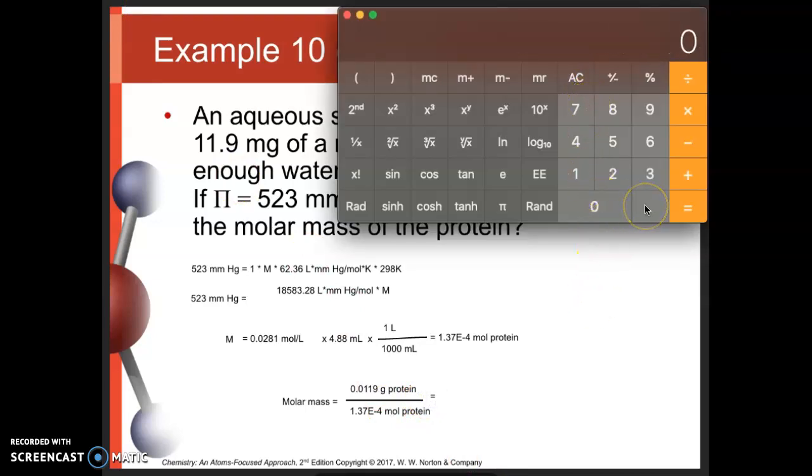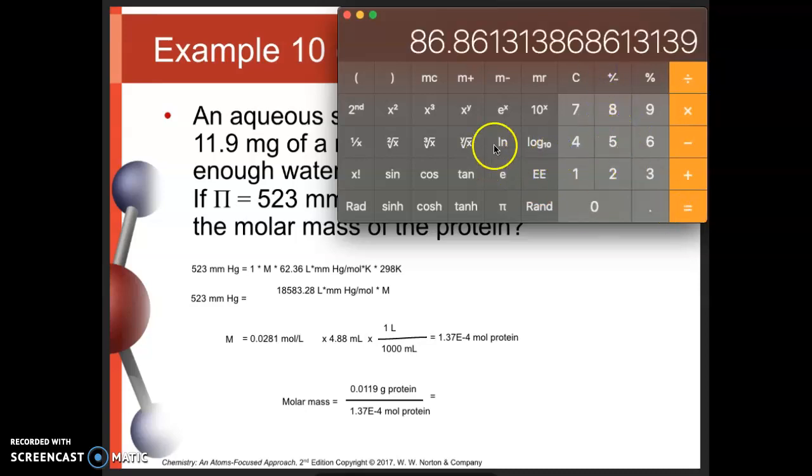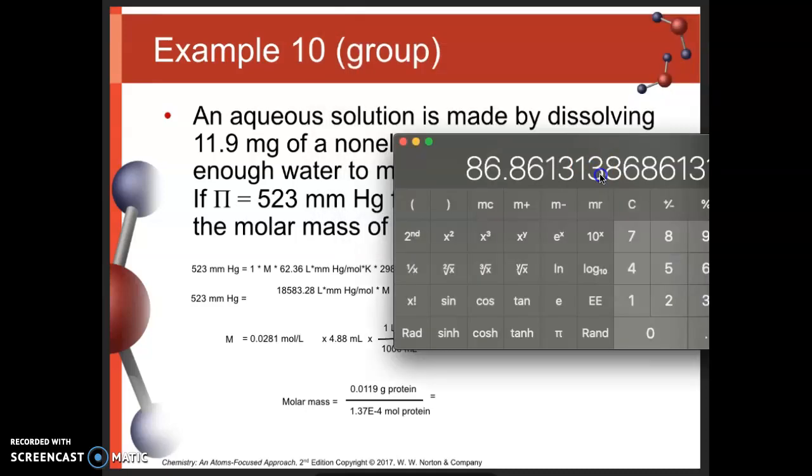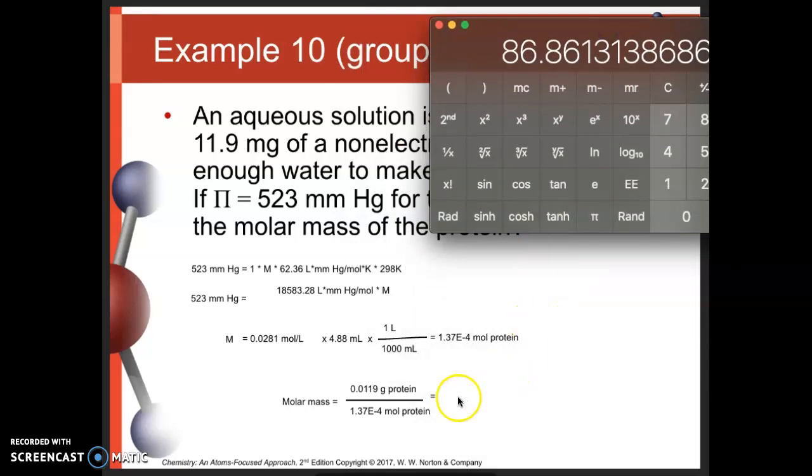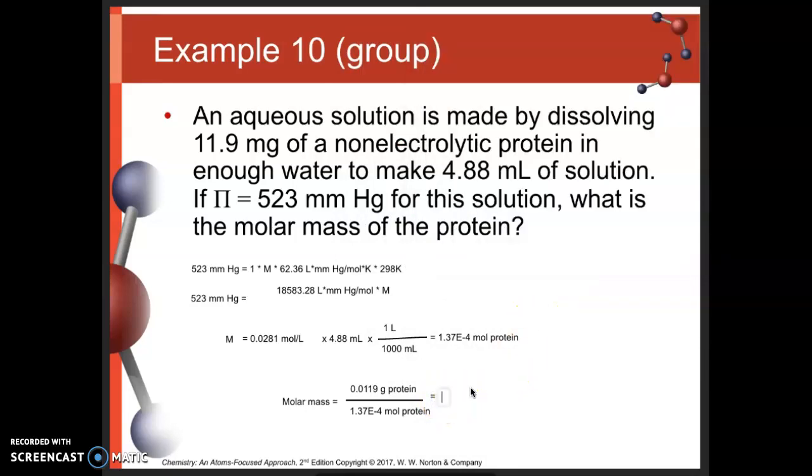So let's take that 0.0119 grams divided by 1.37 times 10 to the negative fourth, and we get 86.86, so 86.9 grams per mole, which would be incredibly small for a protein. But that's what the information here gives us.